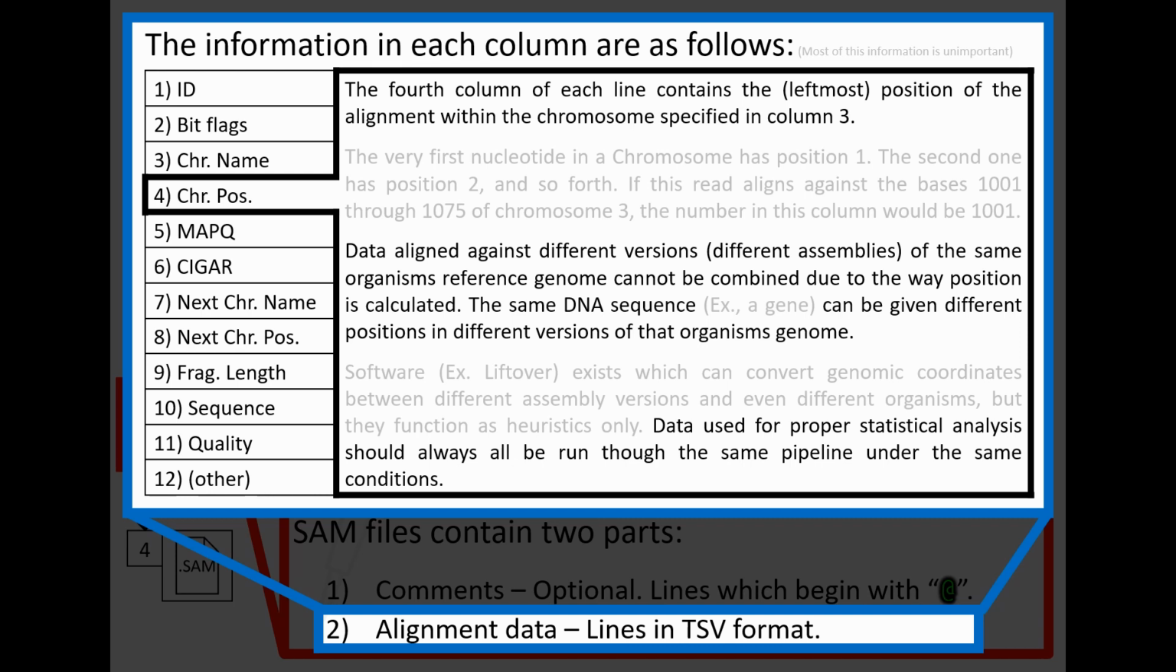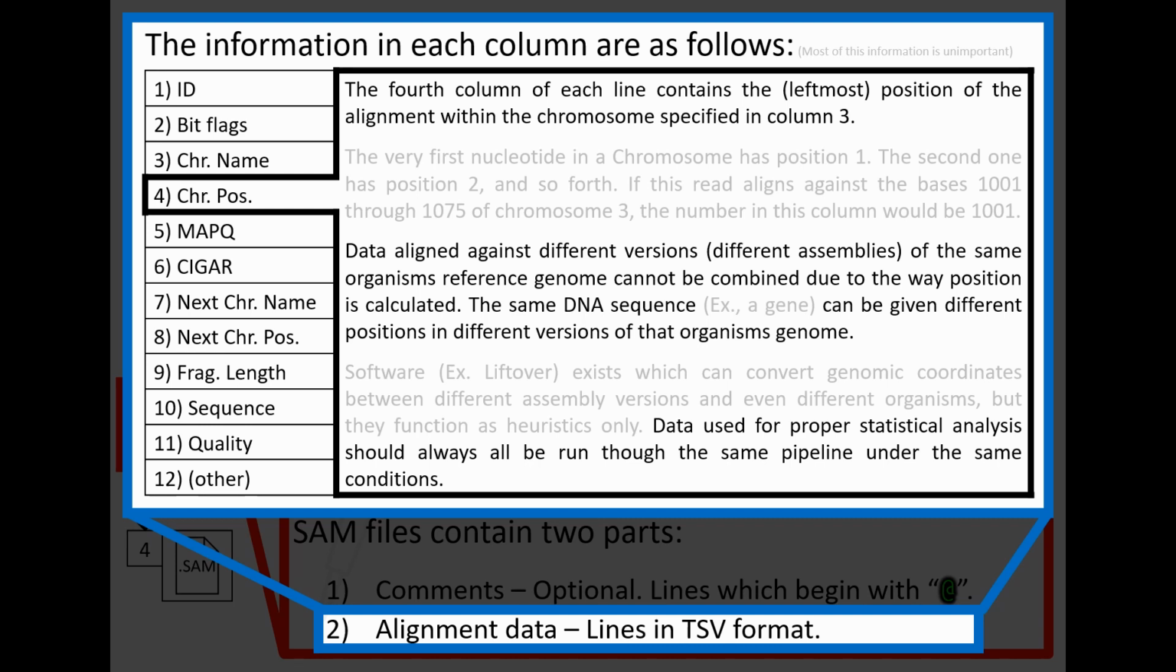Numerically, this will be the index with the lowest value, while biochemically, this will denote the nucleotide closest to the 5' end of the chromosomal DNA strand. It is very important to note here that data processed using different genome assemblies of the same organism cannot be combined. This is because the same DNA sequence can be given different positional indexes in different versions of that organism's genome.